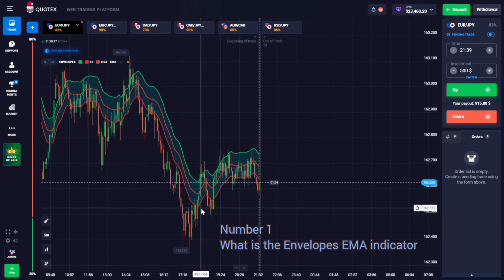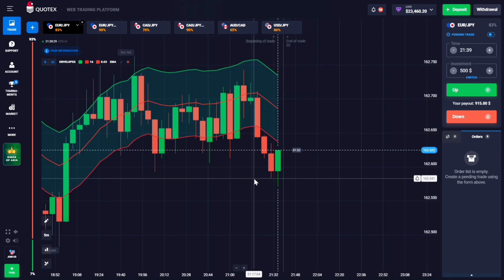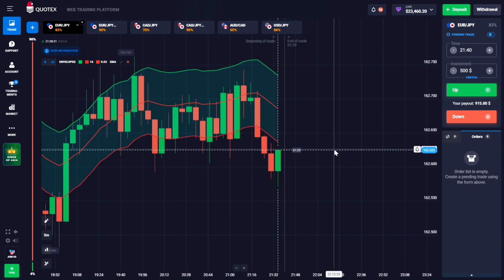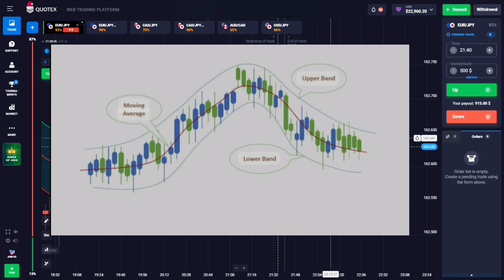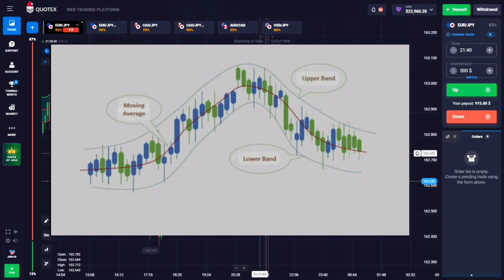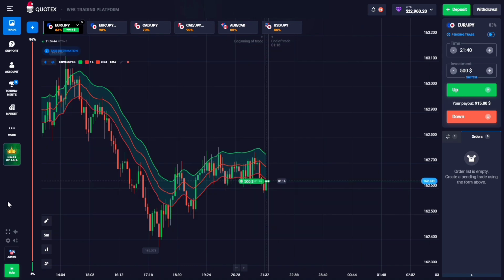Number 1. What is the Envelopes EMA indicator? The Envelopes EMA, Exponential Moving Average, indicator is a trend-following tool that consists of 2 lines placed above and below an EMA. These lines form a channel or envelope around price movements.